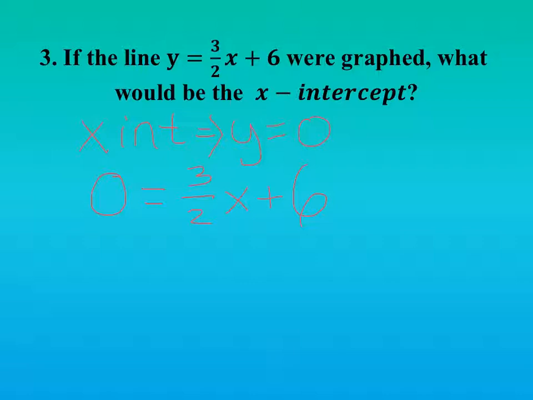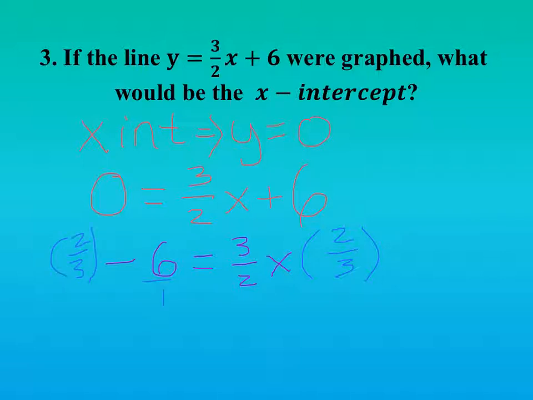Well, how are we going to get rid of this positive 6? Well, we need to subtract on each side. So we get negative 6 equals 3 over 2x. I'm kind of skipping showing my step of minus 6 on each side. The minus 6 cancels out. 0 minus 6 gives me negative 6. Now, how do we get rid of a fraction in front of a variable? Well, we multiply by the reciprocal. Each and every time we multiply by the reciprocal.